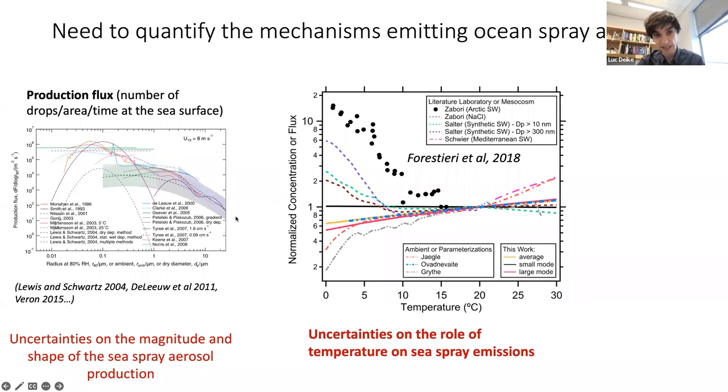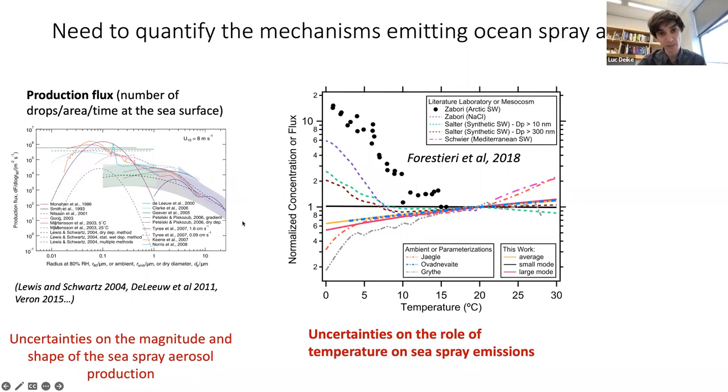And what you see is that some data set or some parameterization are going to predict an increase in the number of sea salt aerosols as a function of temperature that can be up to an order of magnitude when you go from 0 to 30 degrees. And other data set or other parameterization are going to give you the opposite trend.